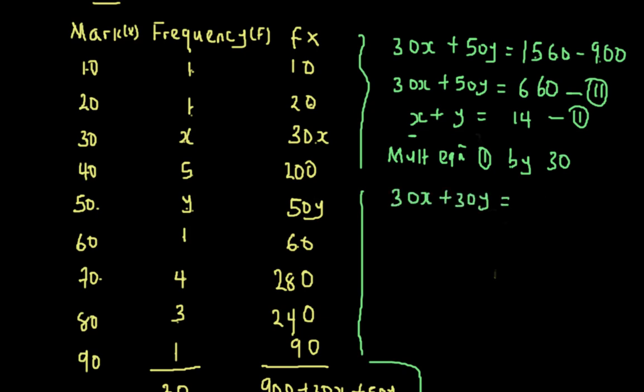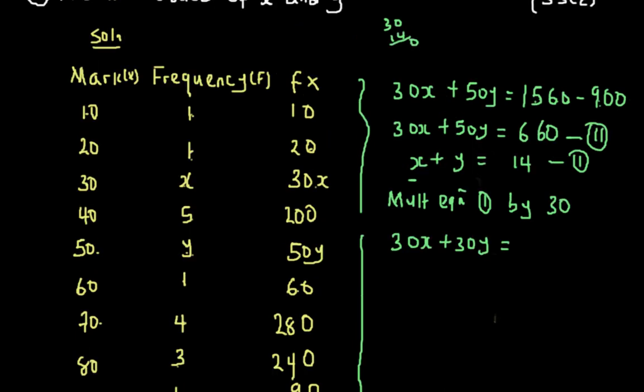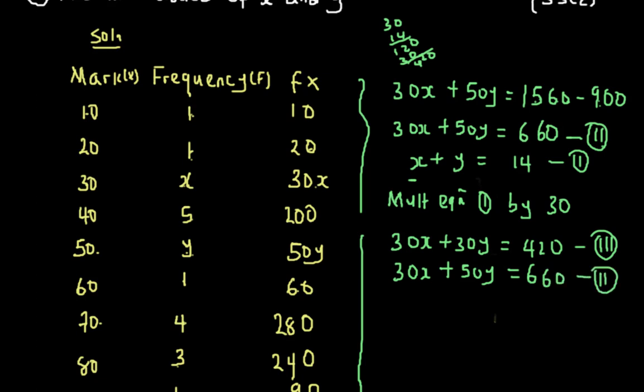30y equals to 30 times 14. 4 times 0 is 0. 4 times 3 is 12. 1 times 0 is 0. 1 times 3 is 3. So this will give us 420. This will give us equation 3. Does this make sense? Now I can bring down equation 2: 30x plus 50y equals to 660. And this is equation 2.